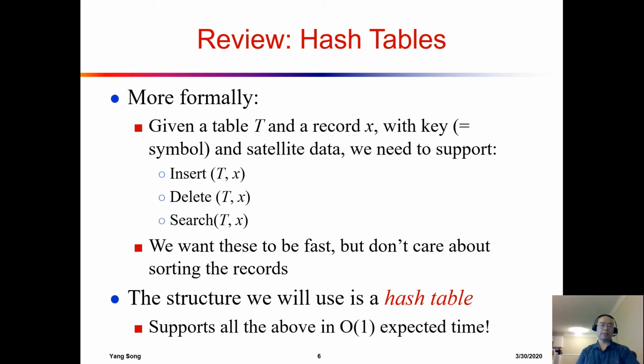Okay, so let's continue. Let's give a formal introduction on what we want to do with a hash table. Given that we have a table T and a record X with the key as a symbol and the set data, what we want to do is at least support insertion, deletion, and search. And they have to be very fast, and hopefully they can be done in constant time.